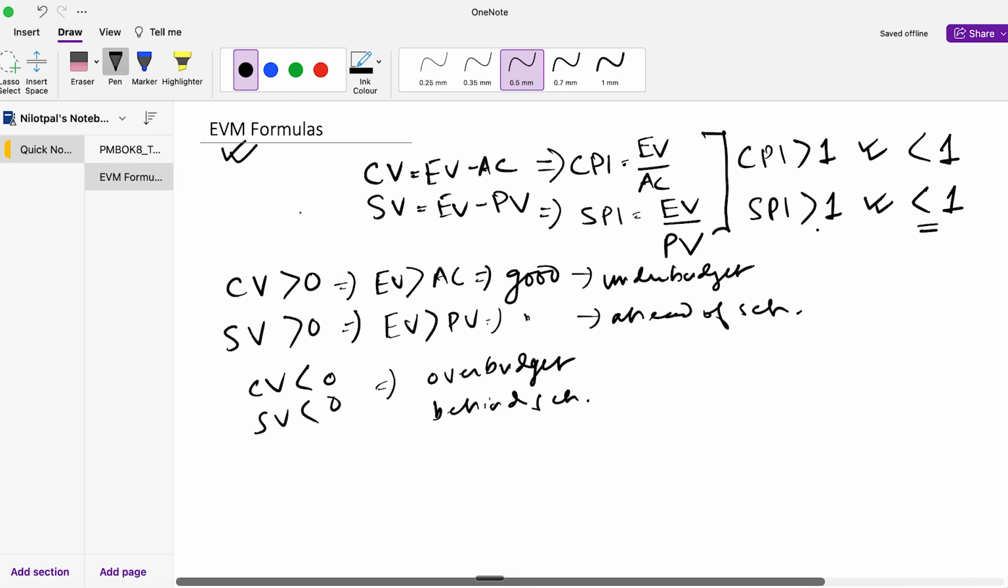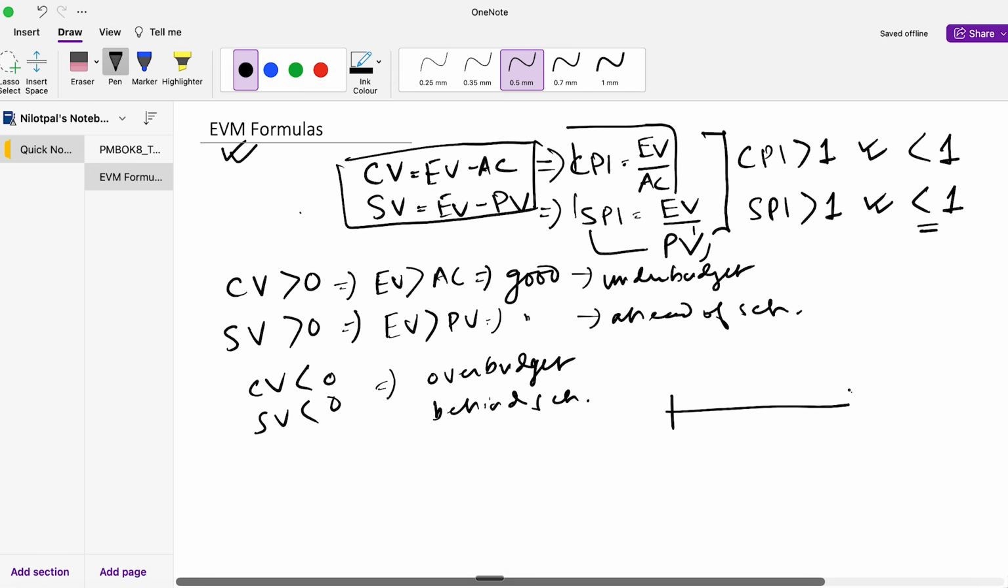So plain and simple. In terms of formulas, you need to remember these two formulas, cost variance and schedule variance, and these two formulas of CPI and SPI. Okay, simple. Now to memorize what is good and what is bad, it is very simple: if you have this curve which is at 0, this is -1, this is +1. For CPI and SPI, always remember that higher is good or better, right?